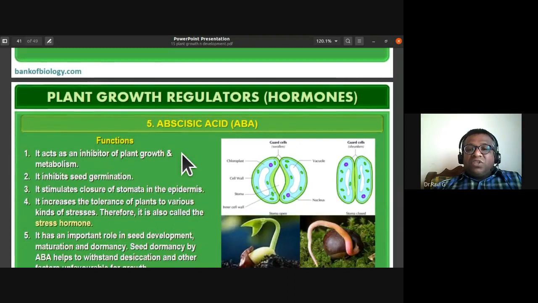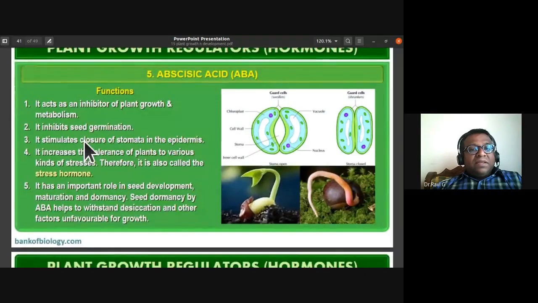Let us understand the function of abscisic acid. It acts as an inhibitor of plant growth and metabolism. It prevents plant growth and metabolism from taking place. It inhibits seed germination. Abscisic acid stimulates closure of stomata in the epidermis, whereas the opening of stomata is promoted by cytokinins. Even though they have not given that point, you should make a note of that. Cytokinins promote opening of stomata, and abscisic acid stimulates the closure of stomata in the epidermis.